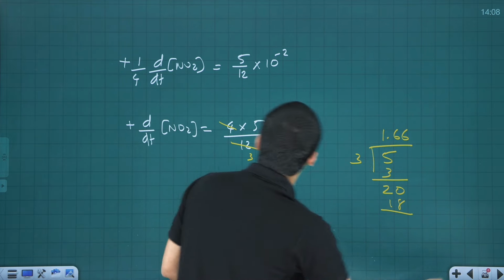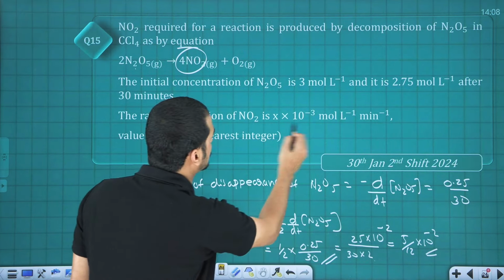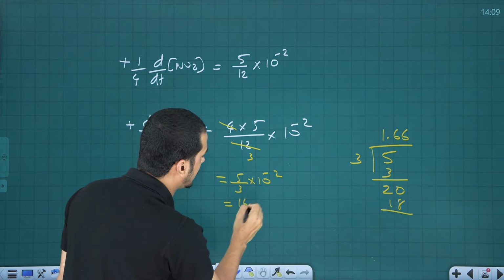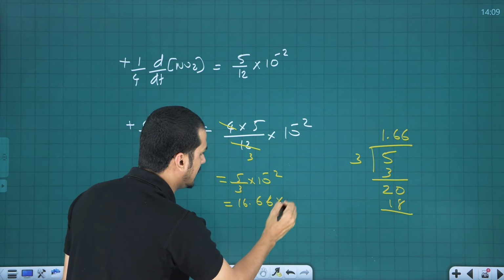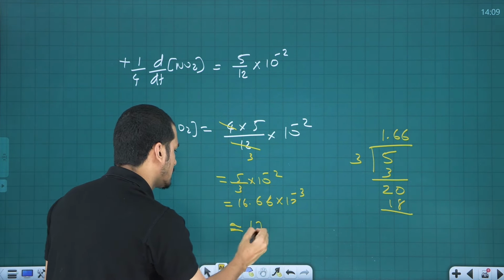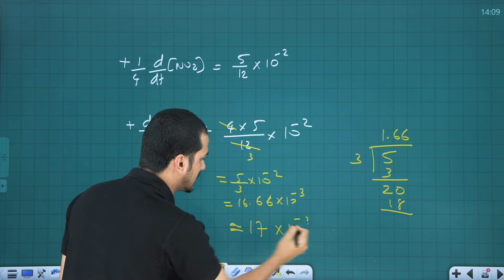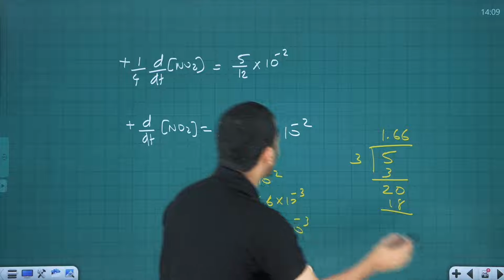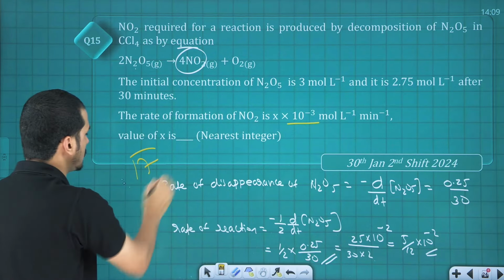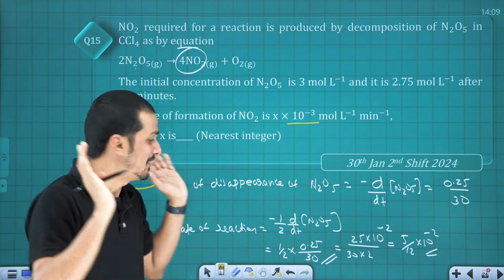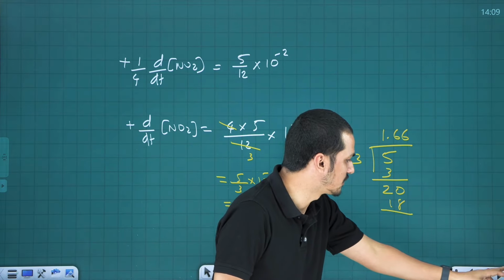So what are they asking? They are asking in terms of 10 raised to minus 3. So this is equal to 16.666 into 10 raised to minus 3. That is approximately equal to 17 into 10 raised to minus 3. They are asking for the nearest integer, that is 17. So our answer is what? 17 for this question. Our nearest integer is 17. Clear, dears? Yeah. We can go to the next question.